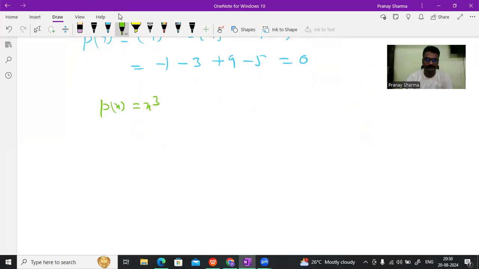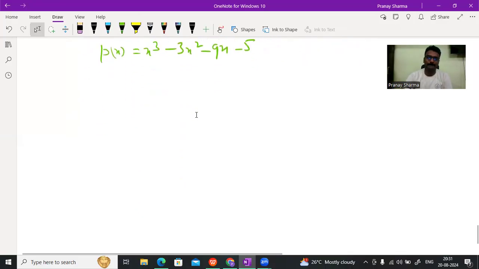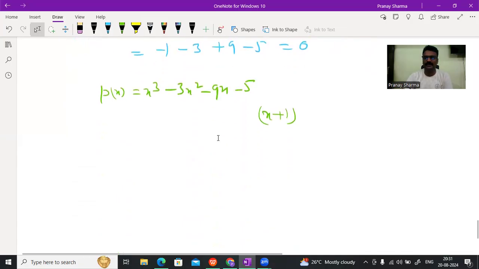x cubed minus 3x squared minus 9x minus 5. Yes, so x plus 1 is one such factor, right? That is what we have calculated. Check with the highest power, which is 3. Write x plus 1 three times with equal spaces.